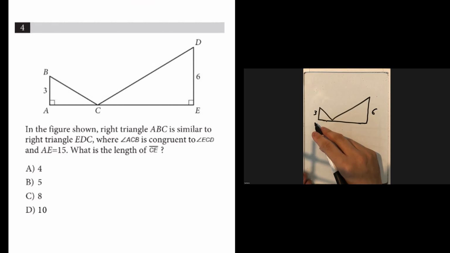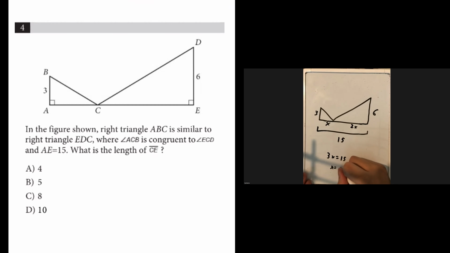And so it says we're given AE is 15, so this is 15. Using the same principle, we know that this has to be 2x and this has to be x. So if we add them together, we get 3x equals 15, x equals 5. And it's asking for the length of CE, which is this part, which is 2x. So 5 times 2, which is 10. So the answer choice becomes D.